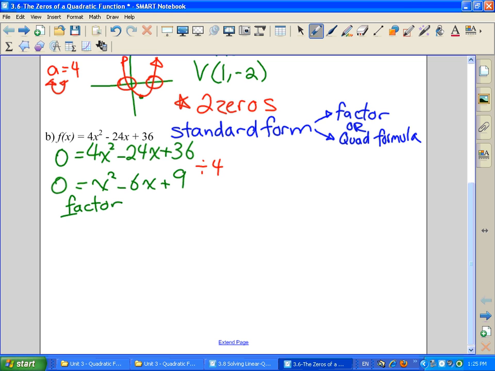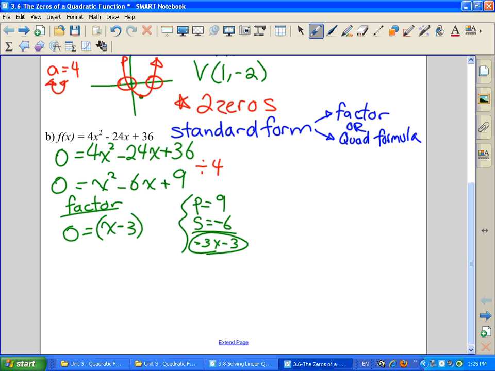So if we factor, ladies and gentlemen, we're going to let 0 equals, and again, you might want to do your product equals 9, your sum equals -6. What two numbers give you that? -3 times -3. Aha, what do you notice here, ladies and gentlemen? You notice that they're the same factor. What does that tell us? That tells us that when we go to solve this, we're only going to have one solution.